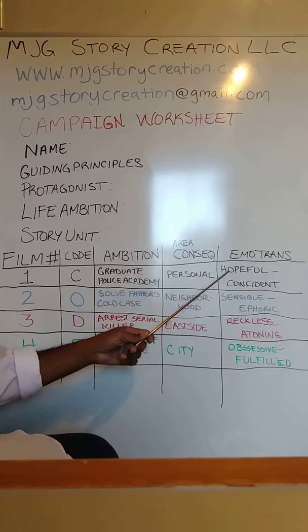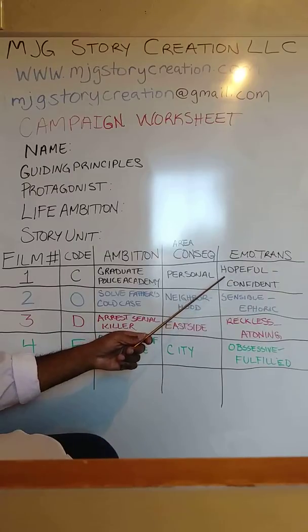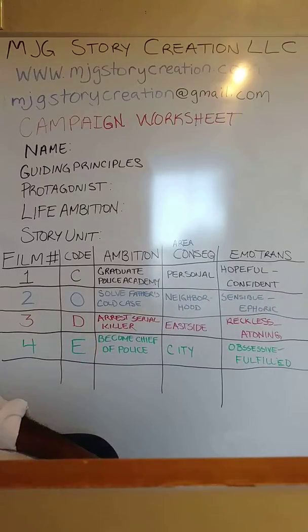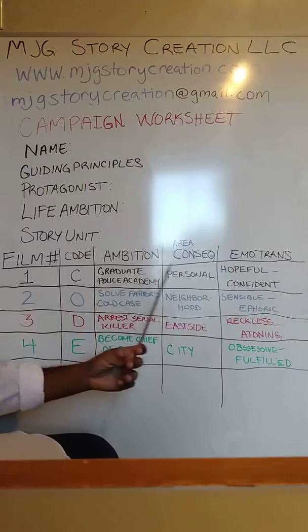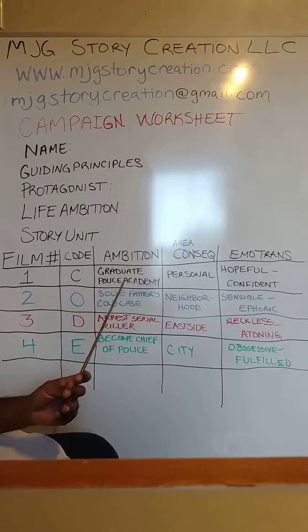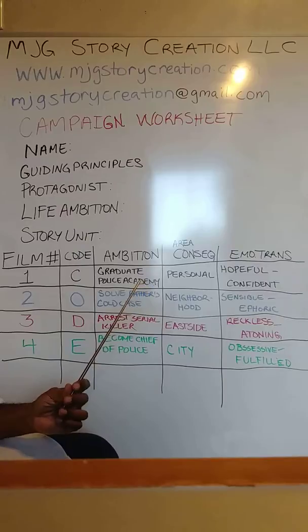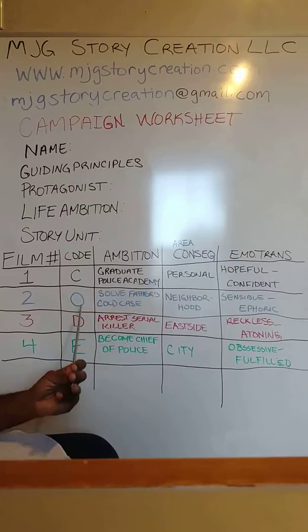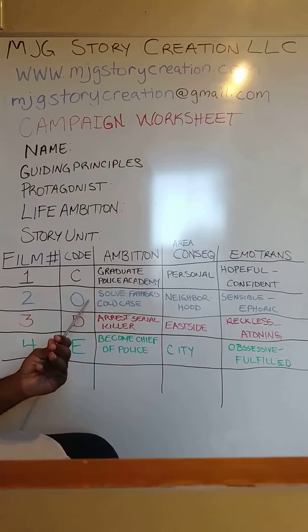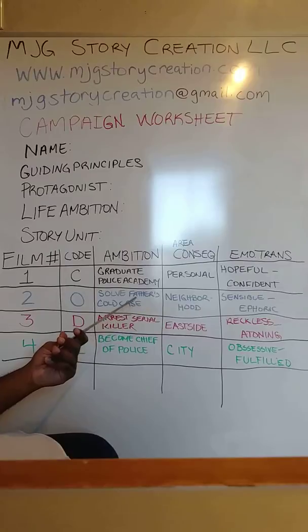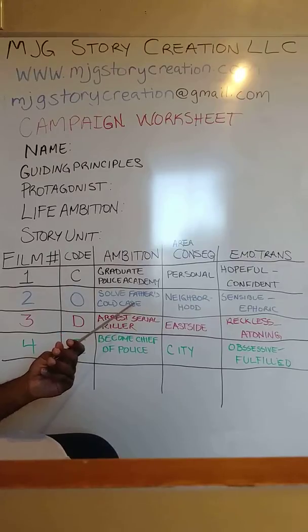And then, of course, because he succeeds, I've decided that he succeeds, he goes from being hopeful to being confident. So that's the first arc, showing his capacity to become a police officer like his father was before him. Next, opportunity. And when we look at opportunity, he gets a chance to not only solve a case, but to solve his father's cold case. So to solve a case that his father didn't solve.